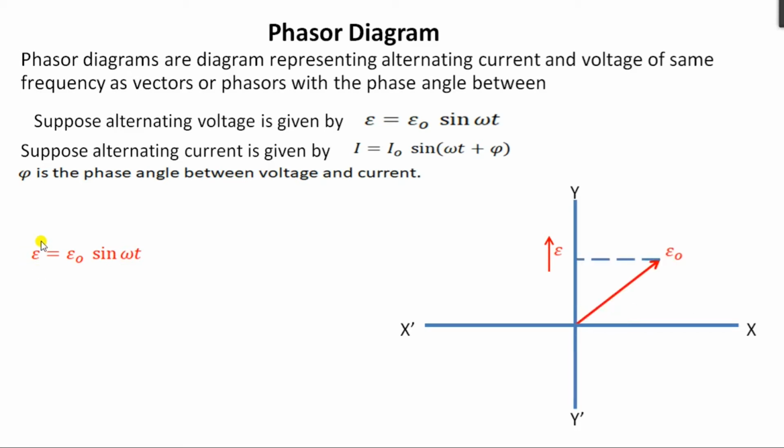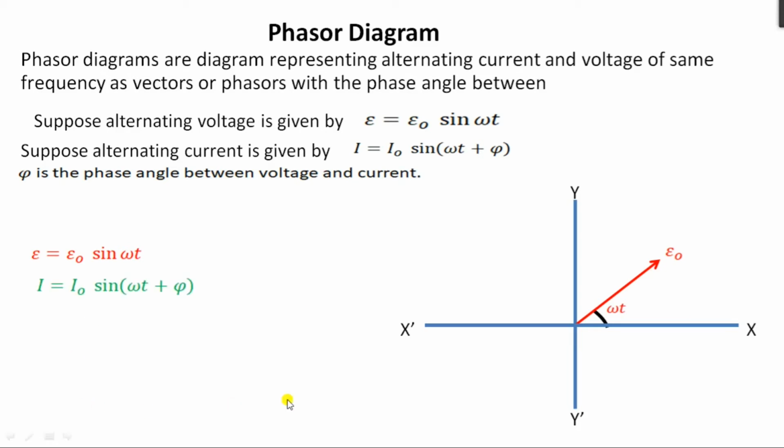In the next case, in AC the voltage changes with time. Now you can see the angle is more and the value of voltage is more. When it goes this side it will start decreasing, and when it goes down the value becomes negative. So you can see for different angles we have different values of voltage. Now I'll draw one vector to represent E0, and the angle is ωt.